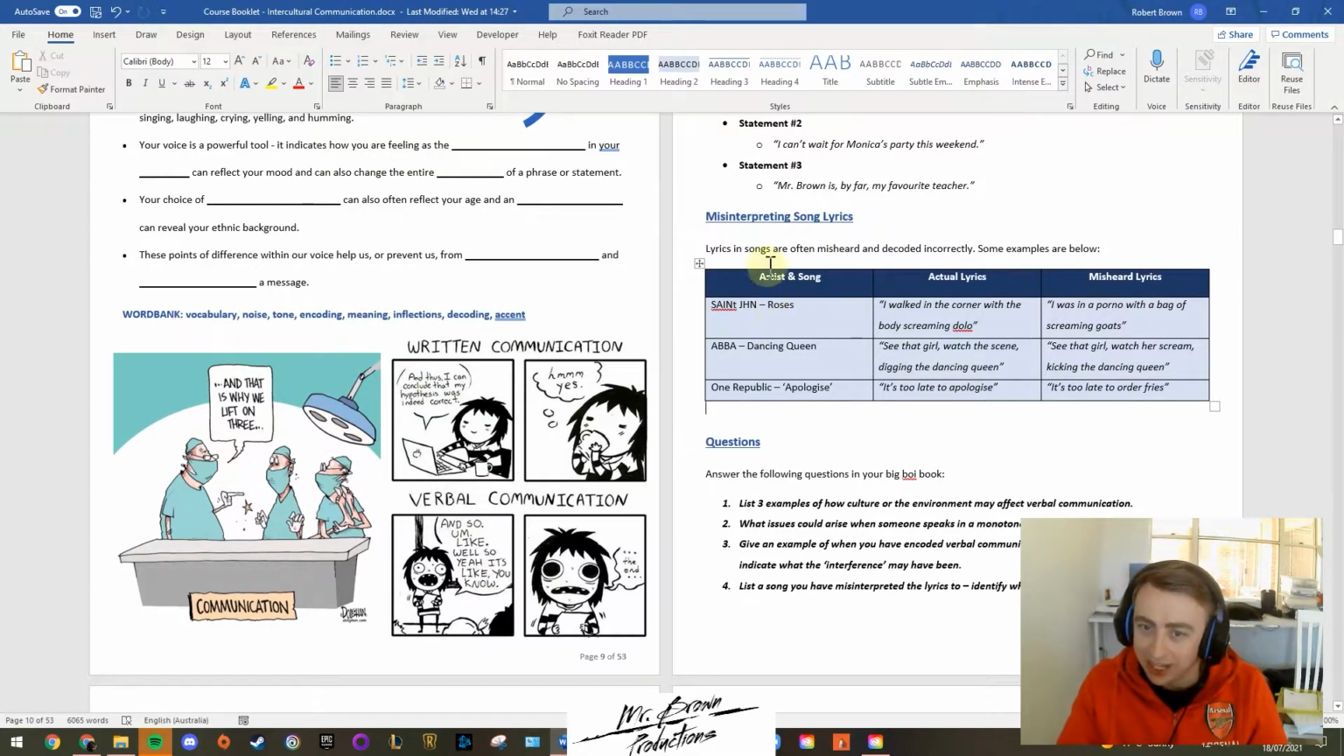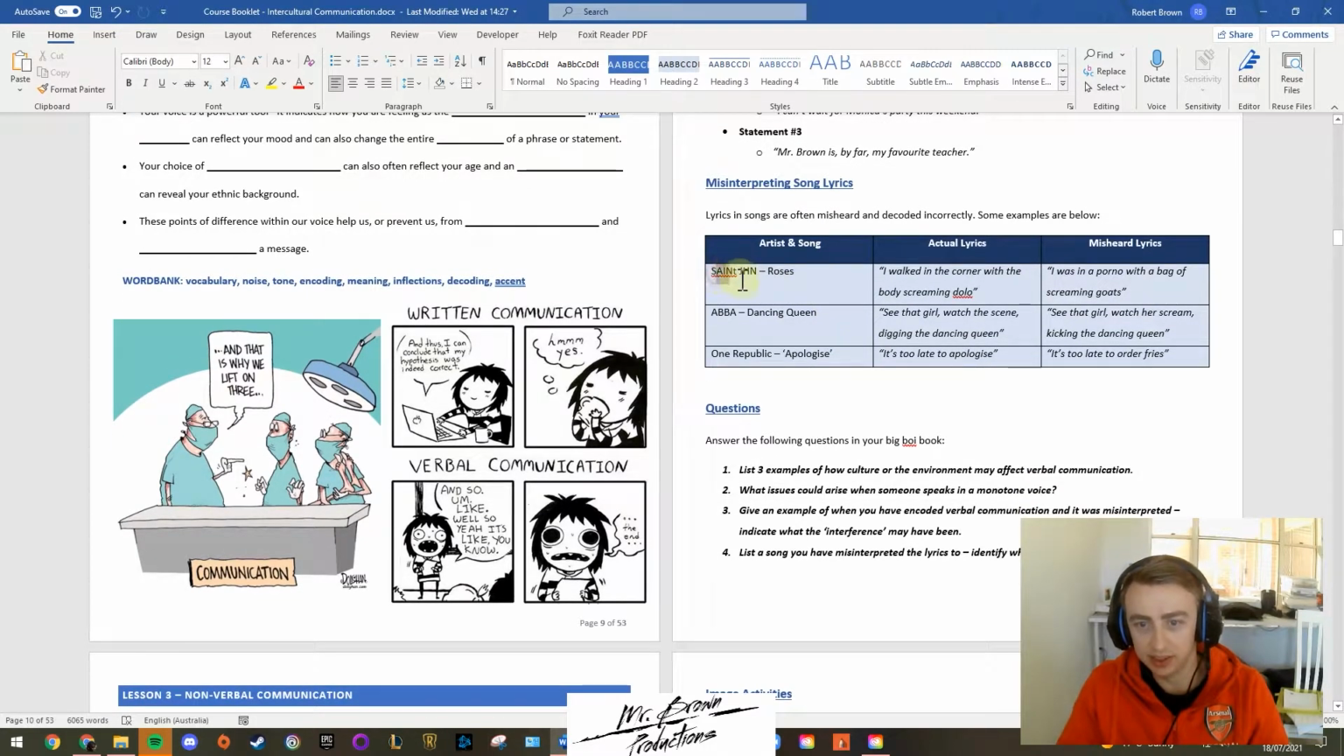Another example I want you to look at is misinterpreting song lyrics. What I want you to do is look up each of these songs, and there's a section of the song where they sing their actual lyrics.